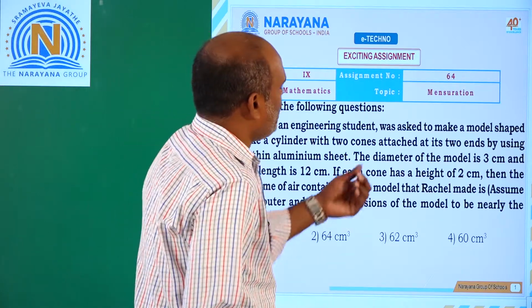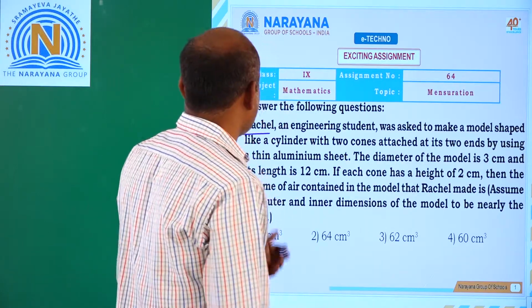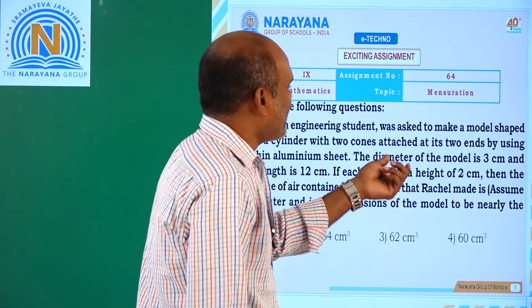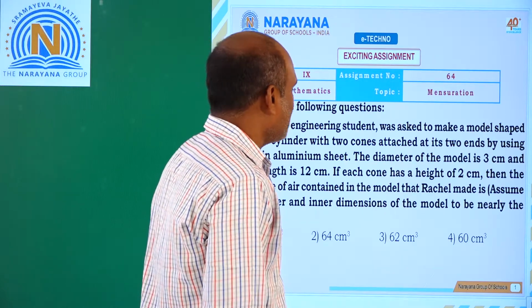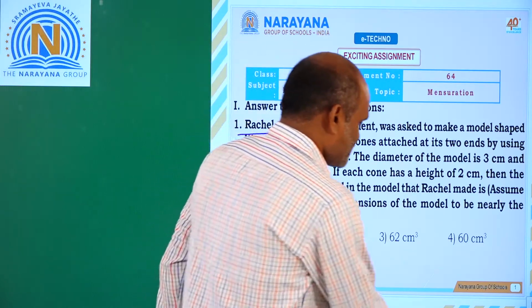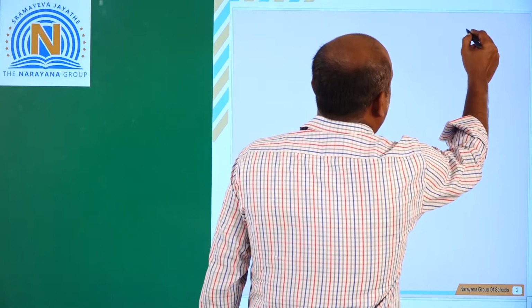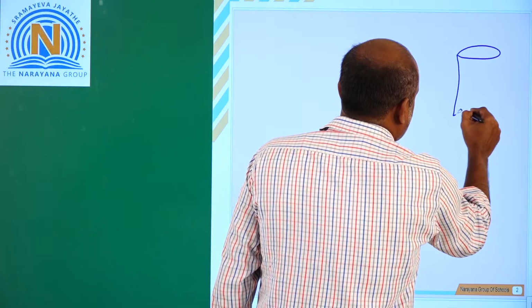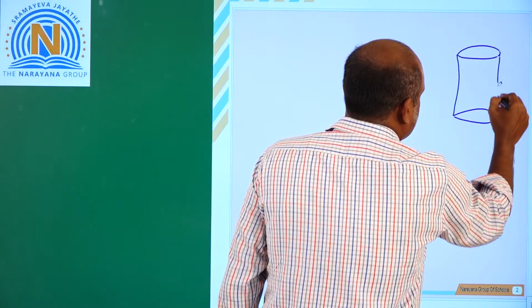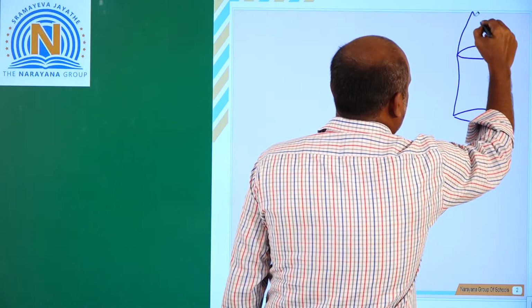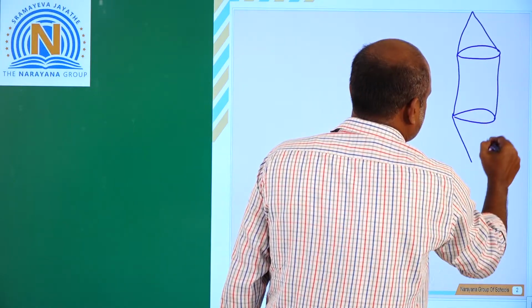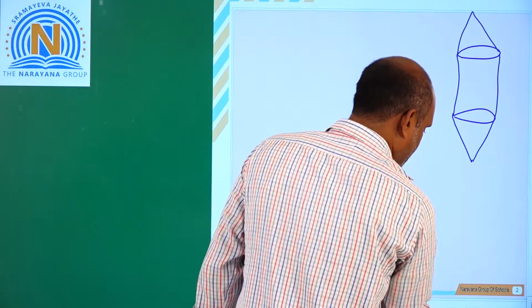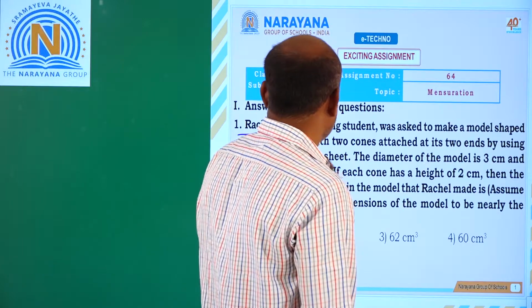Rachel, an engineering student, was asked to make a model shaped like a cylinder with two cones attached at its two ends by using thin aluminum sheet. So here you want to make a shape, that is a cylinder with two cones at the two ends, using thin aluminum sheet.